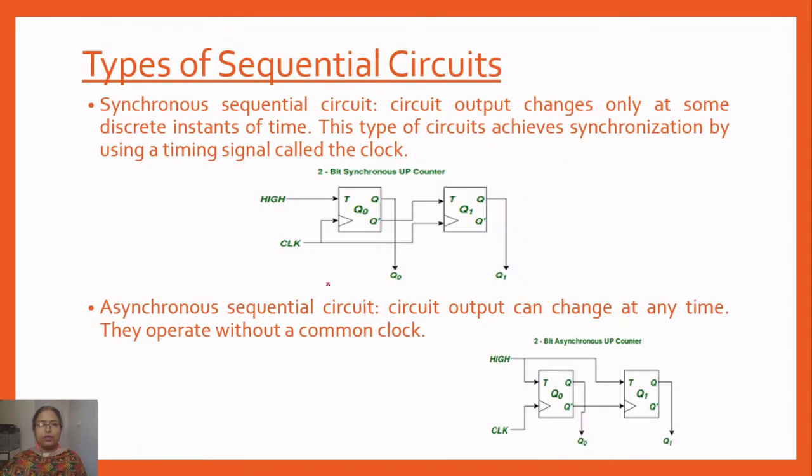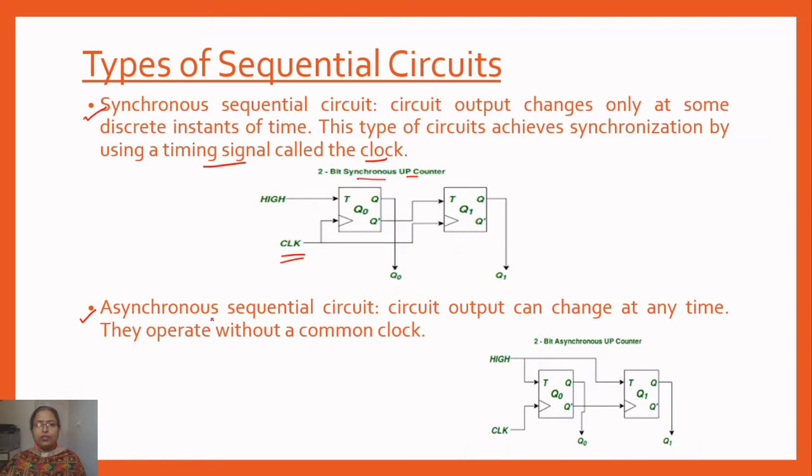So basically sequential circuits are of two types: synchronous sequential circuits and asynchronous sequential circuits. Synchronous sequential circuits are those circuits whose output changes only at some discrete instants of time, and that discrete instant is determined by a timing signal called a clock. As you can see in the diagram, a 2-bit synchronous up counter is given. In both the flip-flops you can see a common clock is being used, and both these flip-flops work at the same instant of time.